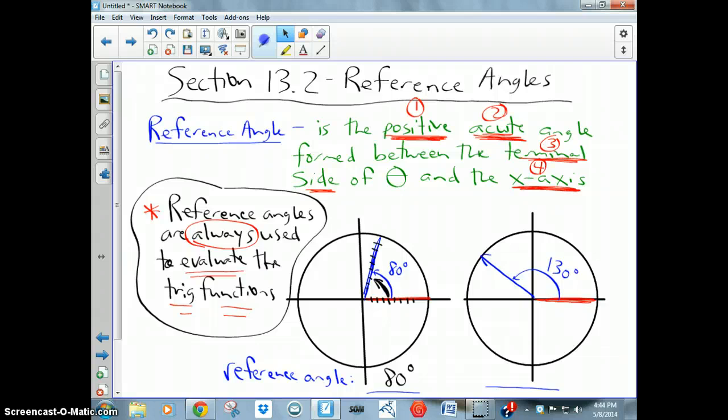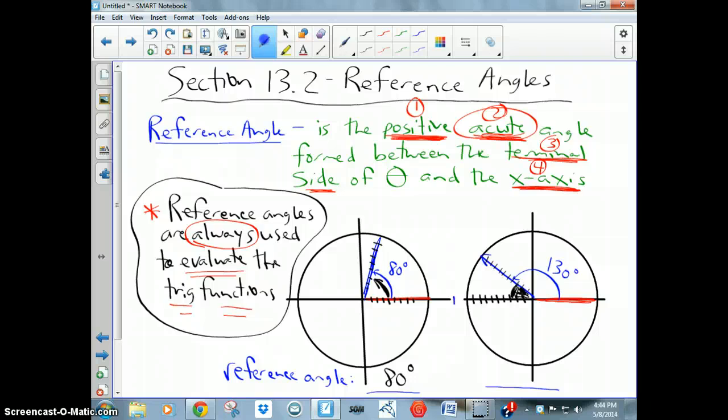Now, the question is, where is my reference angle? Well, the angle has to be positive, it's got to be acute, and it's between the terminal side and the x-axis. Well, people, here is my terminal side, and the only acute angle using that and the x-axis is the one in between this x-axis right there. That angle that I'm darkening in black, that angle is the reference angle because it's positive, it's acute, and it's between the two sides.